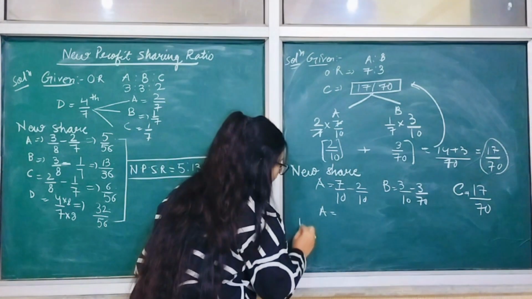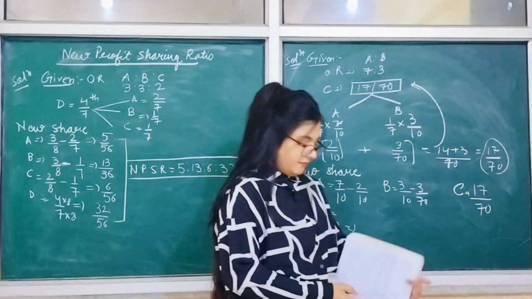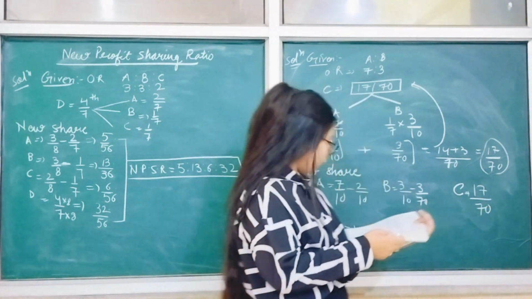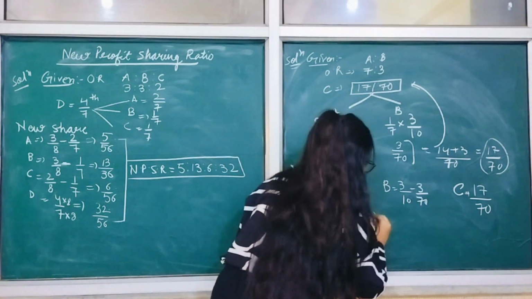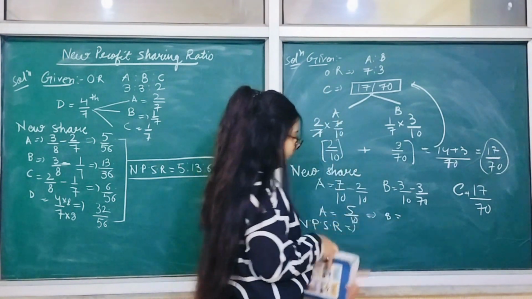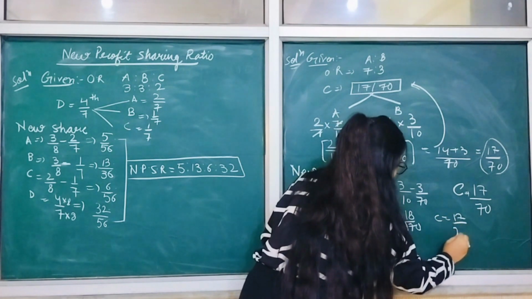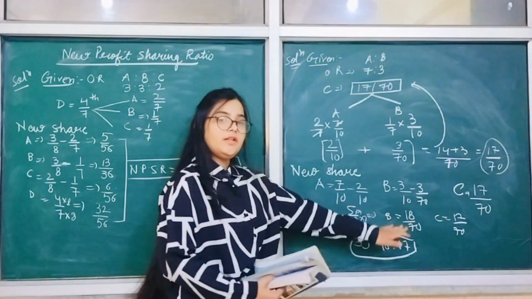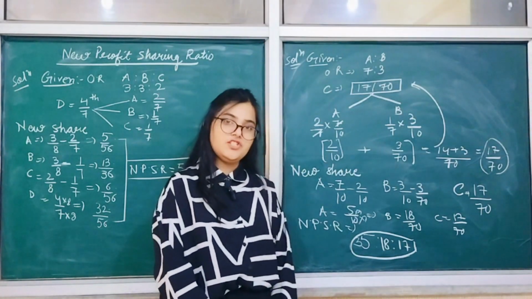which will give you the new profit sharing ratio. Perfect. So after solving the equation, you will get 5/10 for A, 18/70 for B, and C we know 17/70. So after solving the equation, you are getting 35:18:17. This is your new profit sharing ratio.